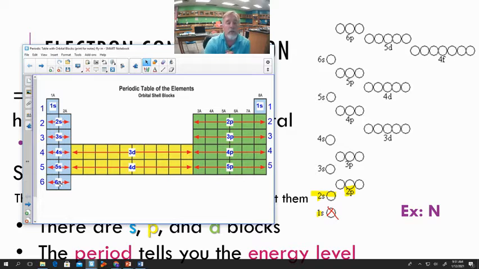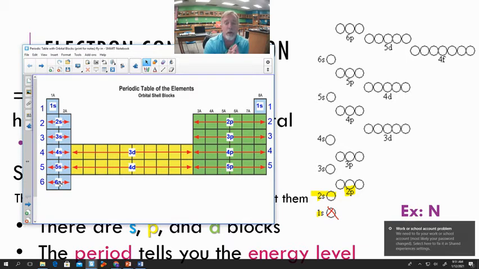So what I want you to see here is that on the periodic table, it's pretty easy. You just look at it. We have S blocks on the left, P blocks on the right, D blocks in the middle. The period tells you your energy level, except for your Ds. Your Ds are all pushed down one. So even though in this area we're in period 4, it's not our 4D, it's our 3D. So just remember your Ds got pushed down a level, pushed down a row.